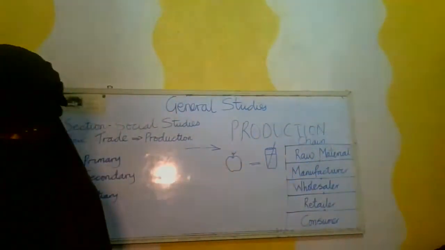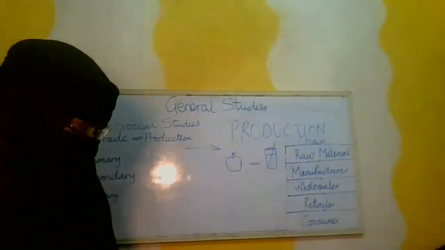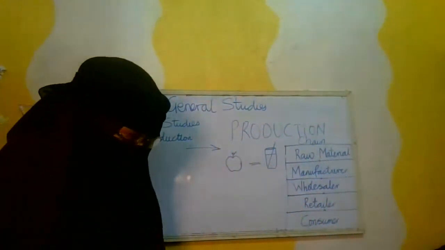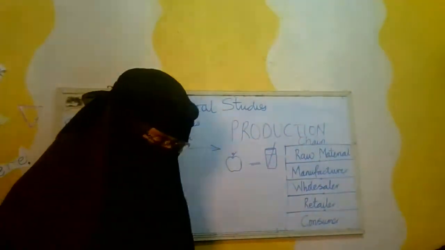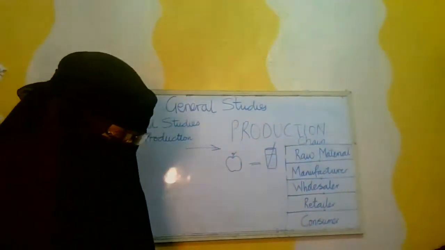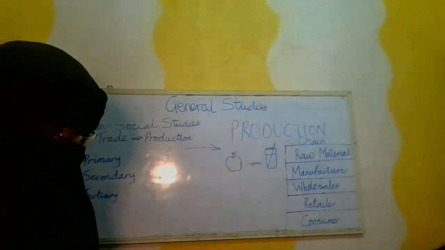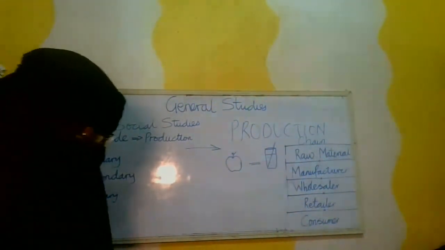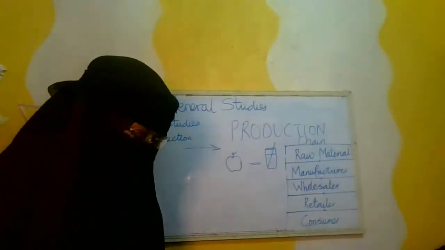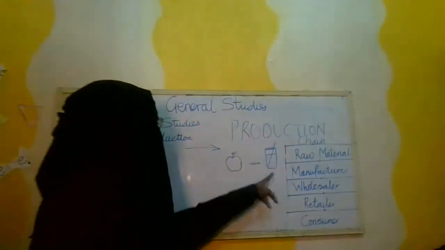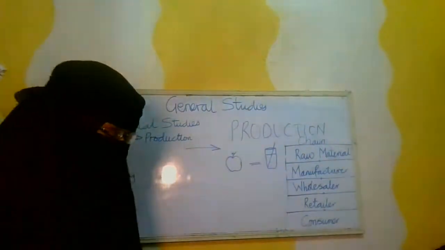Let's look in our book. The manufacturer produces the goods for distribution. The wholesaler is the trader who buys goods in large quantities from the manufacturer and sells them in what? Smaller quantities to the retailer. Wholesalers find markets for the manufactured goods. They act as the middlemen between the manufacturers and the retailers.